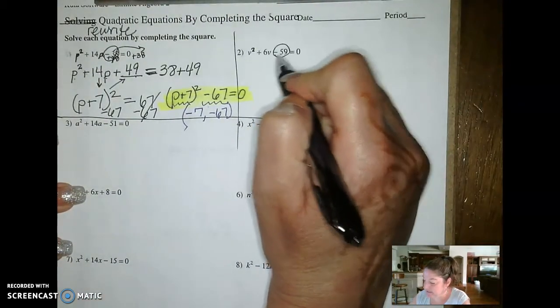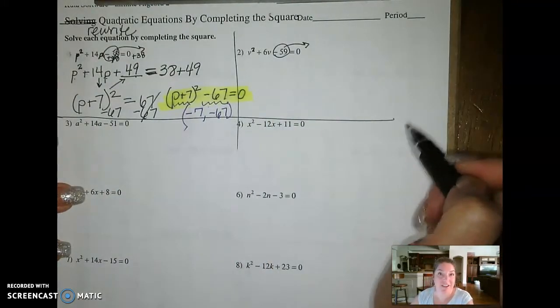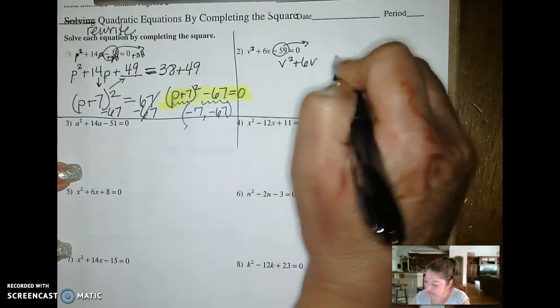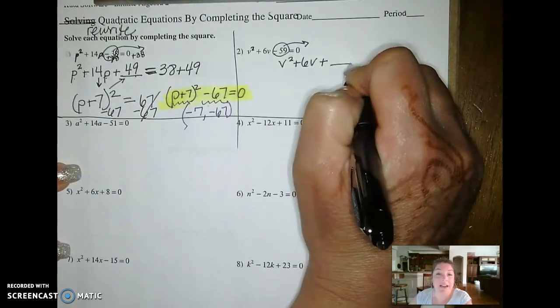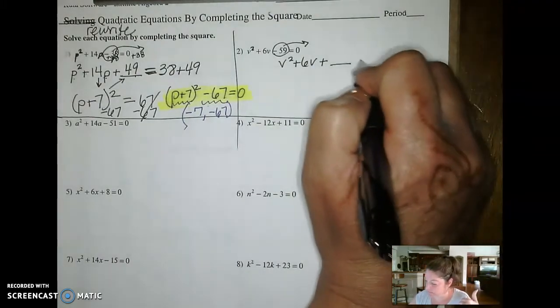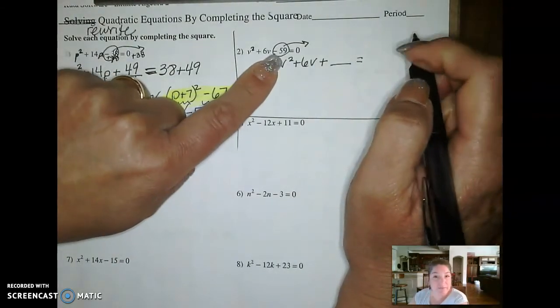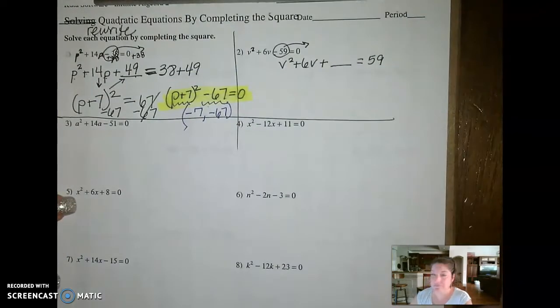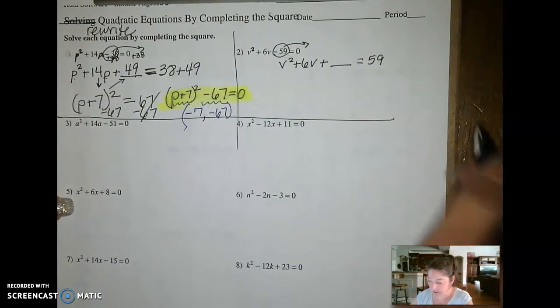Ready? 59 is the wrong number. I'm going to get rid of it, okay? So I'm going to start. I have v squared plus 6v plus, and I'm going to put a blank so that I can put the right number in, because 59 wasn't it. My 59 was negative here, so when I move it to the other side, it's now positive. And here we go. Let's complete the square.